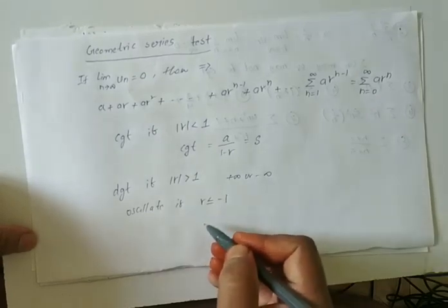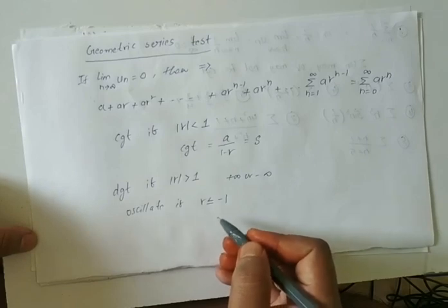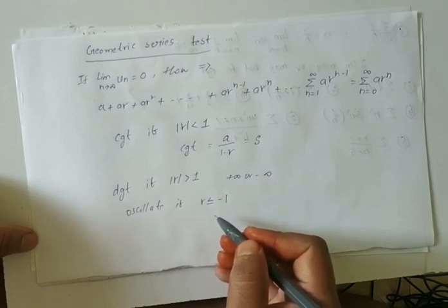Okay, if r is less than or equal to minus 1, then we will say that the given geometric series oscillates. So here we have two types of oscillating series. First one, which oscillates finitely. Second one, which oscillates infinitely.